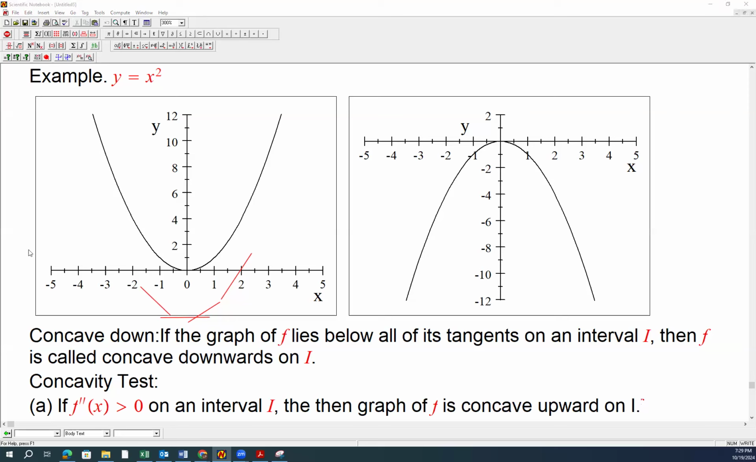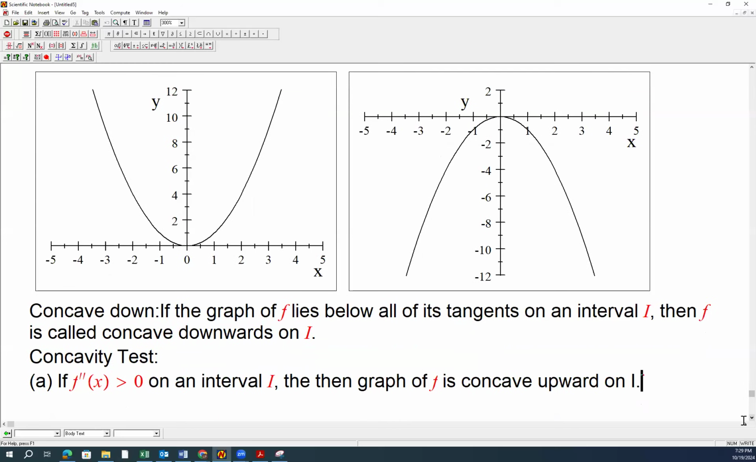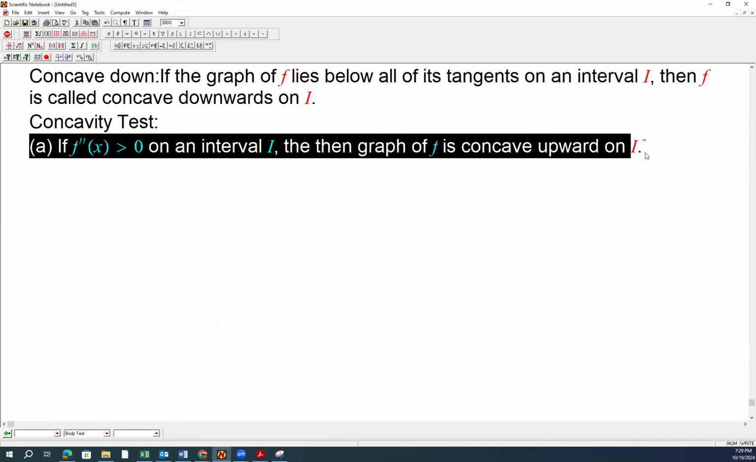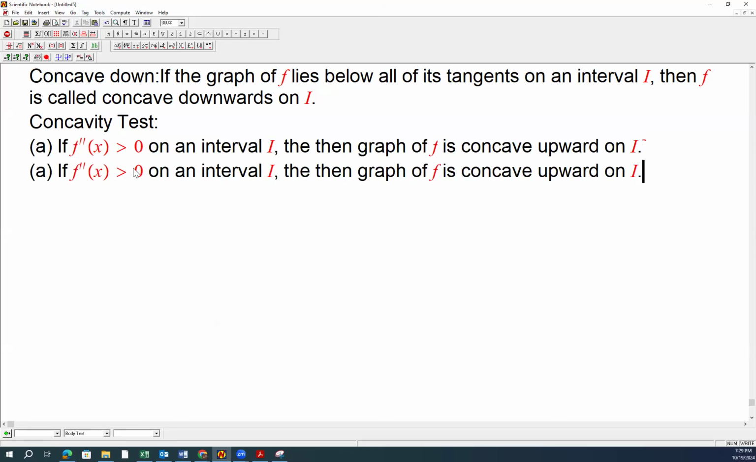Okay, let me clean up that drawing from Zoom. And similarly, it will be concave down. You guessed it. If the second order derivative is less than 0 on an interval, then the graph of f will be called concave downward on that interval.